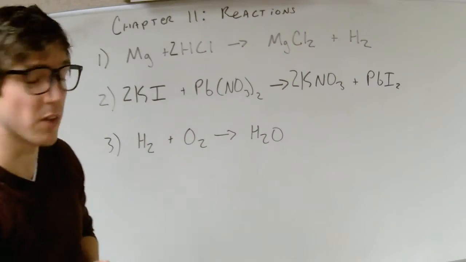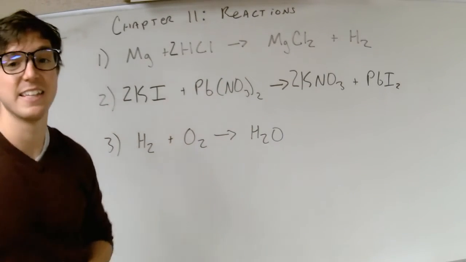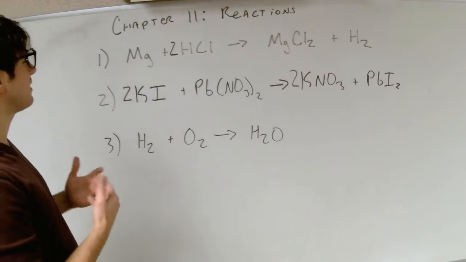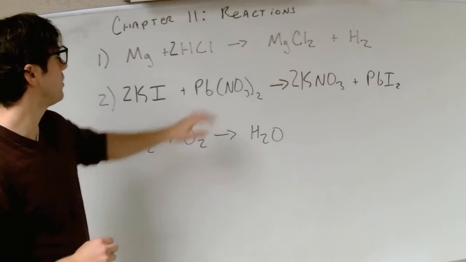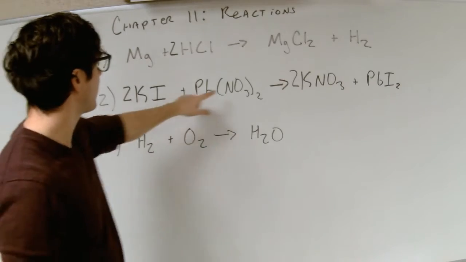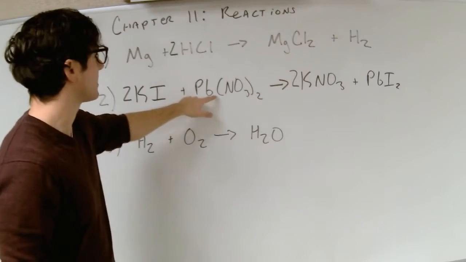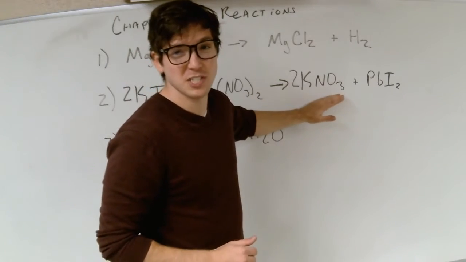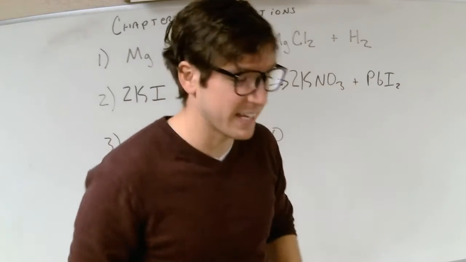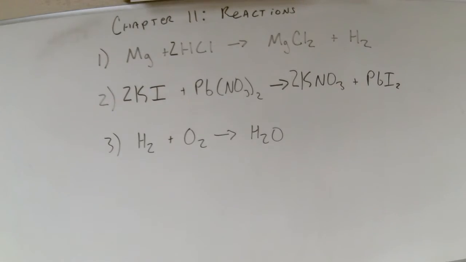The next one we're looking at is potassium iodide and lead nitrate. And you've probably seen this reaction before or might remember this reaction. But what we have is two reactants, and they're swapping. This K is now getting with this NO3. This lead is now getting with this iodine. And they're forming potassium nitrate, which isn't too exciting, and lead iodide, which could be a little bit more exciting.